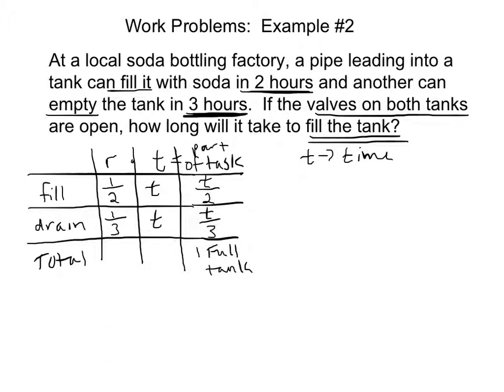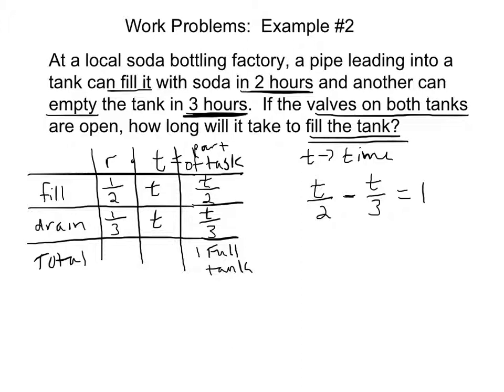Now, this one's a little bit different because these two pipes are not working together. They're actually working against each other. You've got the first one filling the tank, but the second one is draining. So think about what operation might go along with draining. Yep, that's right. We're going to need to subtract the t/3 in this case. And that's going to equal one complete job.